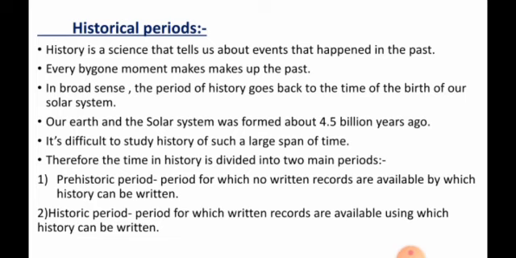the historic period. So for convenience, everything comes under history from the time 4.5 billion years ago when the Earth was formed till today. Everything is history, but for convenience, it is divided into prehistoric period and historic period.